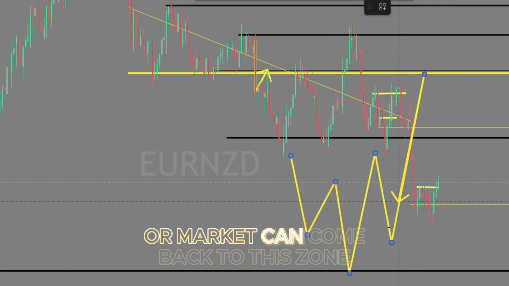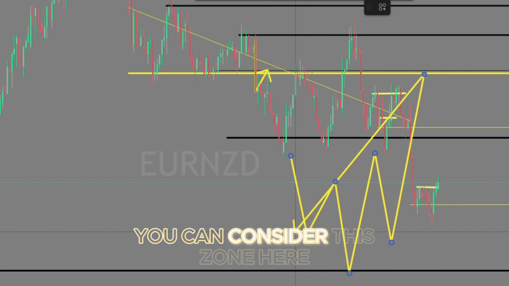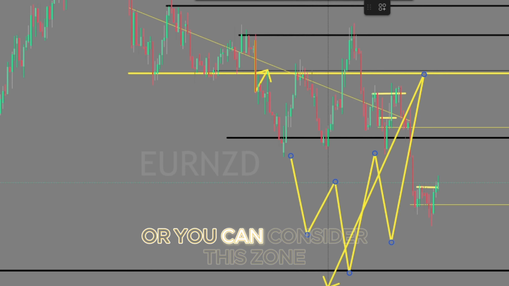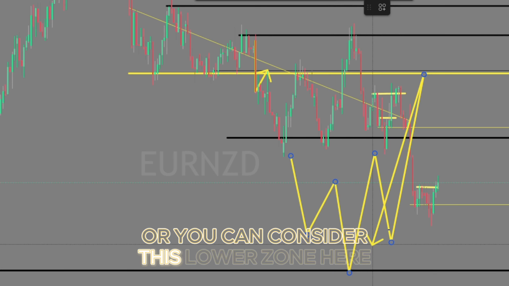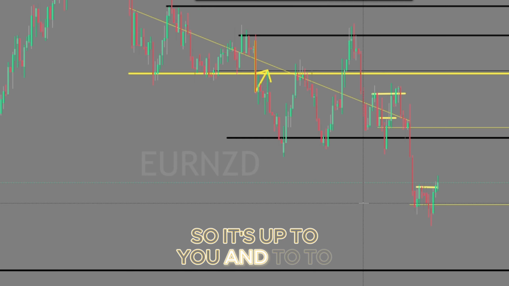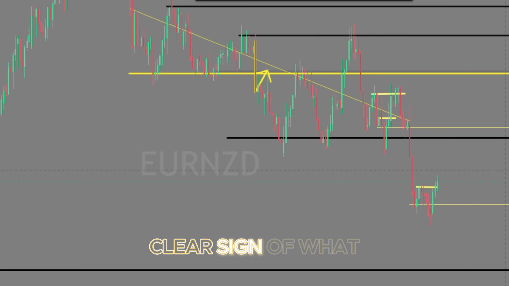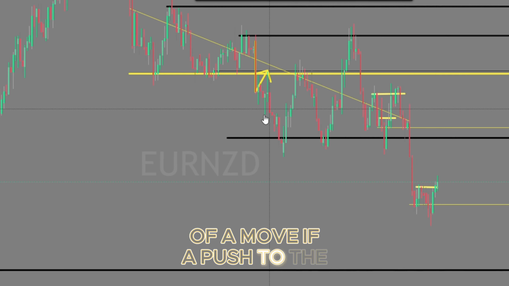Or the market can come back to this zone here, or there are three zones you can consider. You can consider this zone here, or this zone, or this lower zone here. So it's up to you, and to get a clear entry. But this one is a clear sign of a push to the upside.